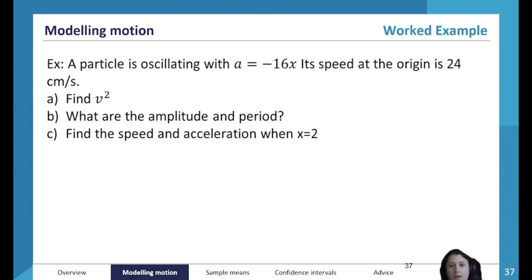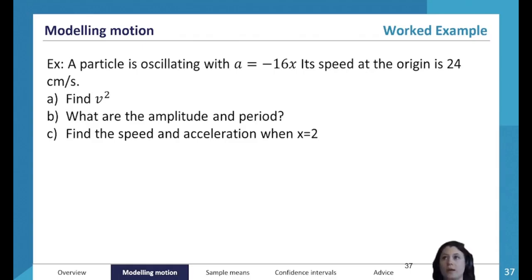Alright, let's go through a question here. So, we're told that a particle is oscillating with acceleration equals negative 16x. Its speed at the origin is 24 centimeters per second. We need to find v squared, the amplitude and period, and the speed and acceleration.